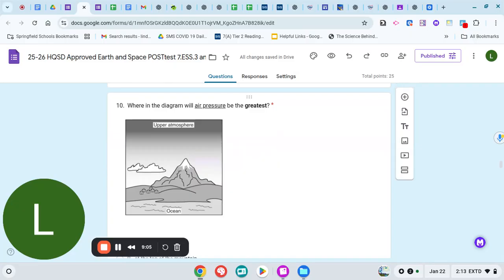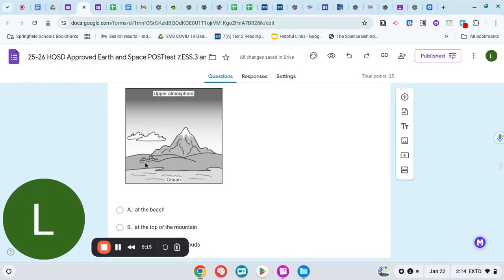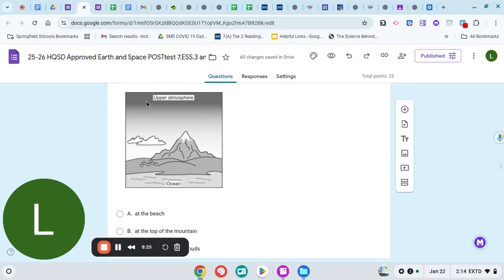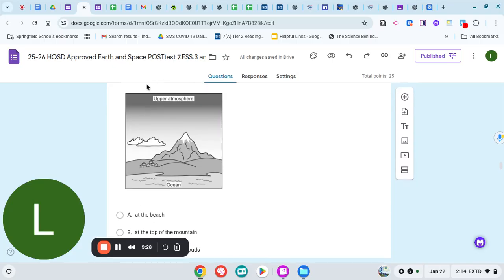Number 10, where in the diagram will air pressure be the greatest, meaning the most? A, at the beach, down here. B, at the top of the mountain, up here. C, at the bottom of the clouds, right here. Or D, above the Earth's atmosphere, up here.